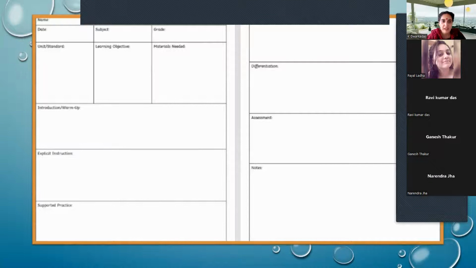Madam, it is not clear. Hello. It is not clear, not visible. How can I take the screenshot? Okay, I am talking about it. You may write it down, sir.